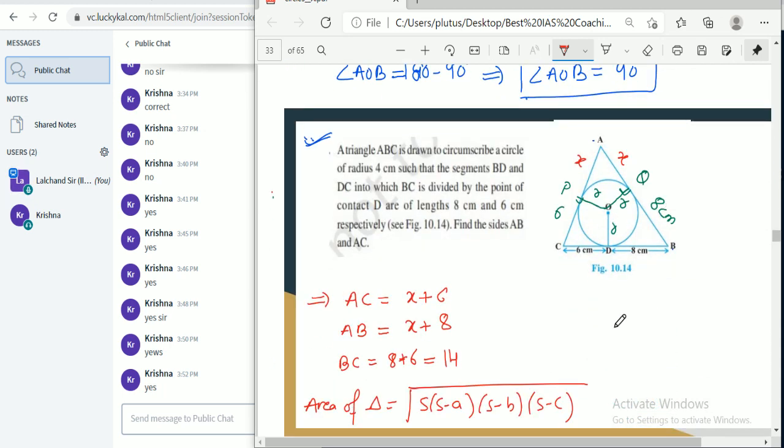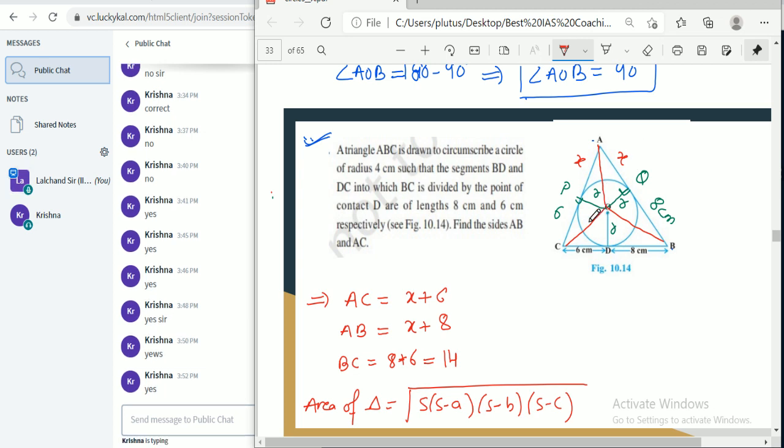Okay, so if I join these vertices A, B, C with point O, so we have three smaller triangles now. If I calculate the area of each triangle and then add, then the sum of this area should be equal to the area of triangle ABC, isn't it? If I add the area of all these small triangles, then that area should be equal to the total area of triangle ABC.